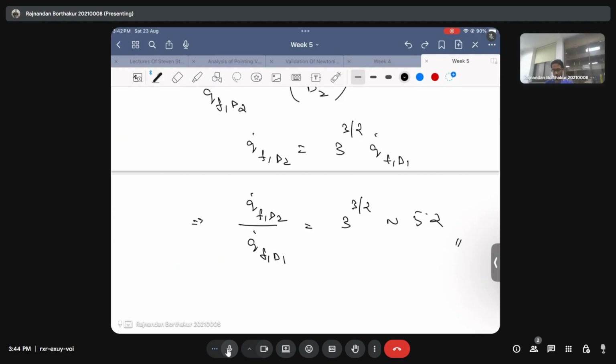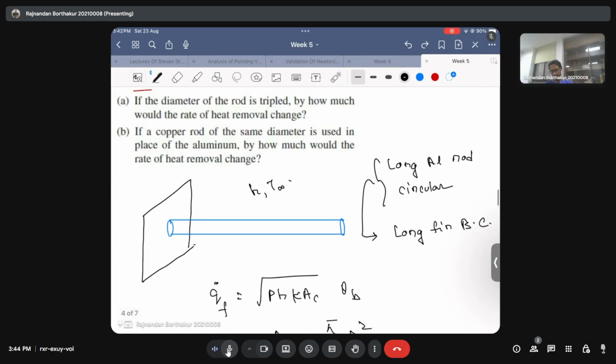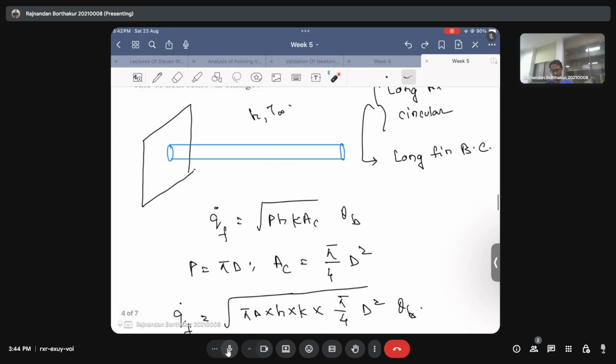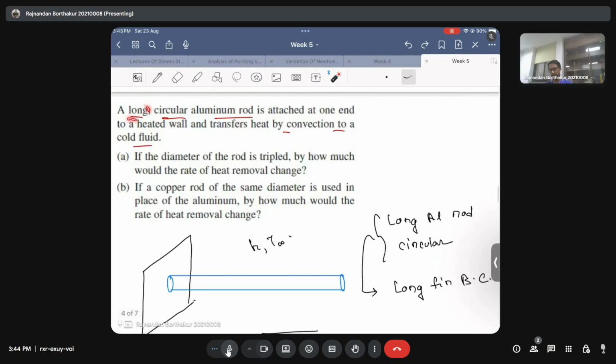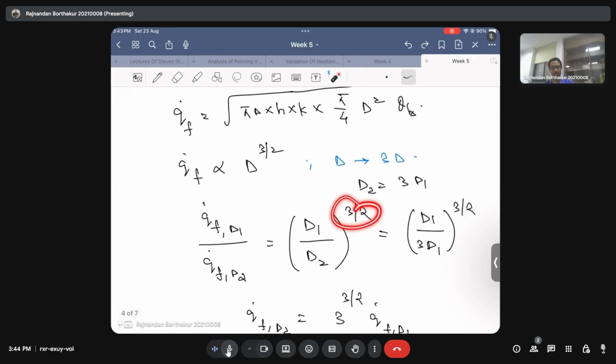I hope you understood how we did this. The idea here is that it says it's a long fin and it's circular in nature. So we utilize the fact that for a long fin, the rate of heat transfer is just the square root of PhKAc times theta b. Had this been given as an insulated tip boundary condition, then there would be a factor of tanh(mL) that will come into the picture, and in this m also there will be a dependence on d. So then this 3 by 2 will change to some other number.